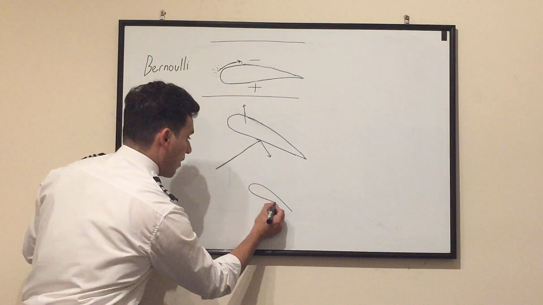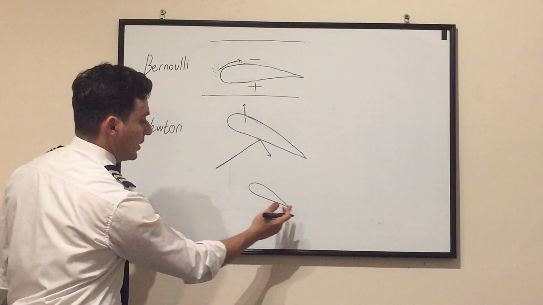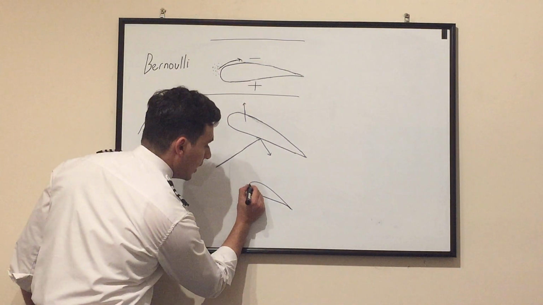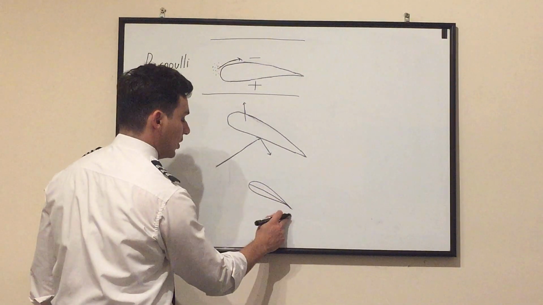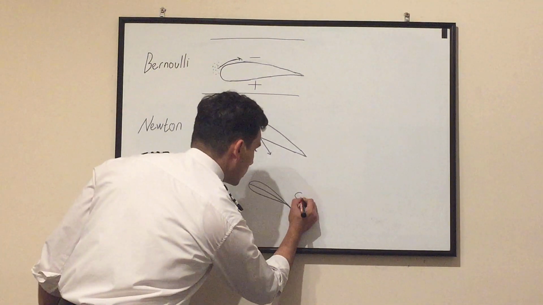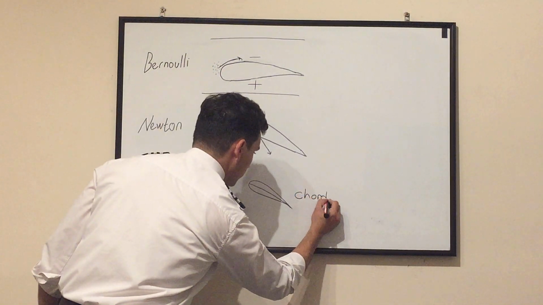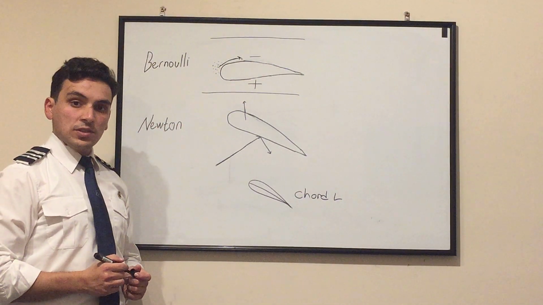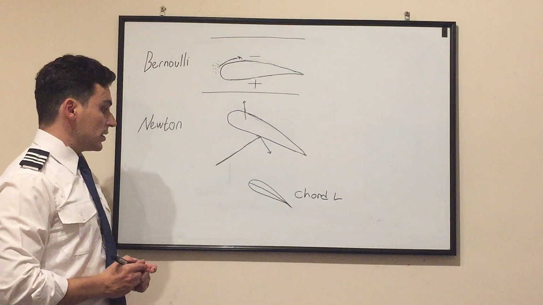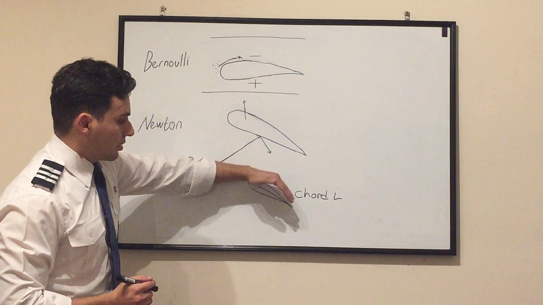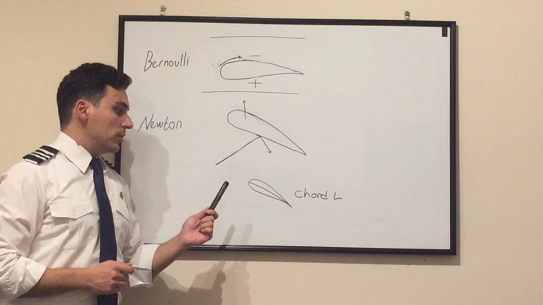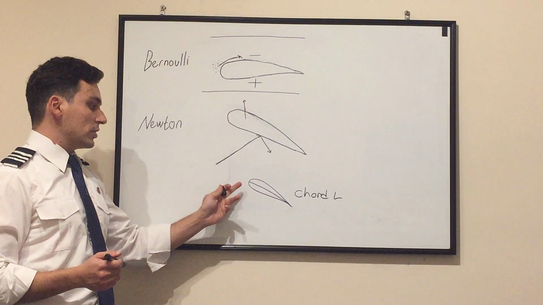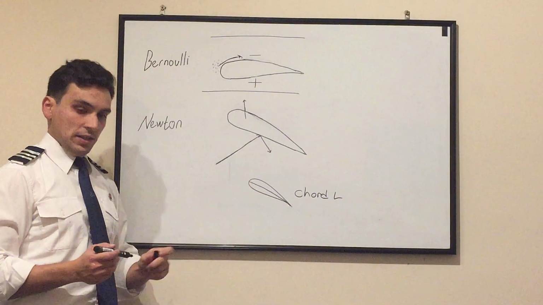This is the leading edge of the wing, and here is the trailing edge of the wing. If I draw an imaginary line from leading edge to trailing edge, we call that the chord line. And there is also another term, which is the camber. Camber is the actual curvature of the wing. Don't confuse camber with the chord line. The chord line is basically the shortest distance from leading edge to trailing edge.